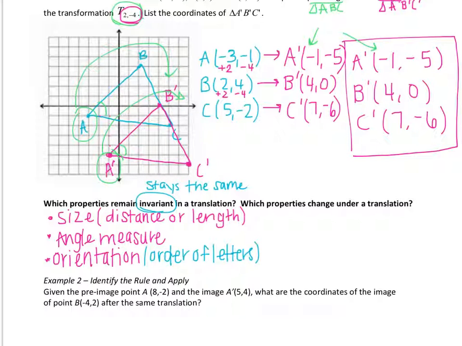There's other properties such as parallelism that stay the same, along with several more. But just to name a few of the important ones, we really want to focus on the size, the distance or length, and the orientation. If we think about properties that change, there's really not any besides location, so I'm just going to say none. Location doesn't really count as a property.